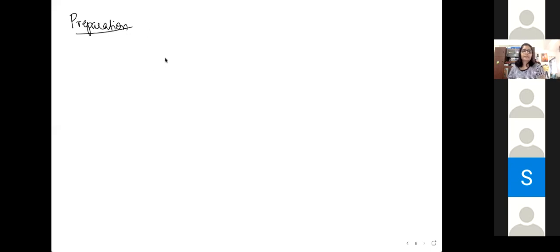All right, preparation methods, preparation of alkanes. So the first method is you can prepare them from unsaturated hydrocarbons. What are unsaturated hydrocarbons? Alkenes and alkynes. Absolutely. For an example, I'll take alkene.